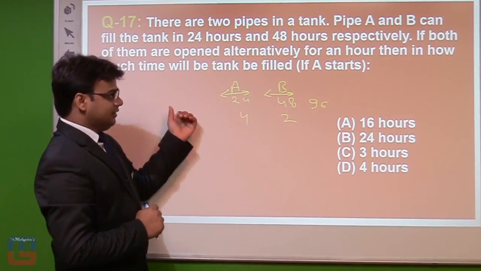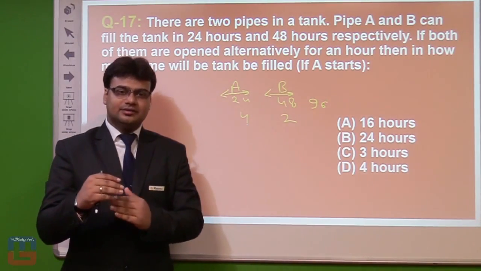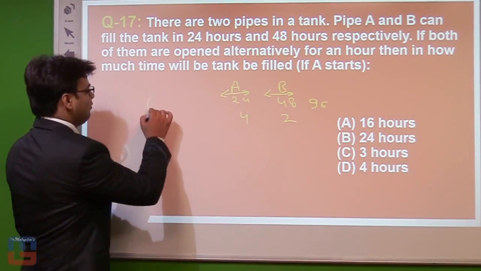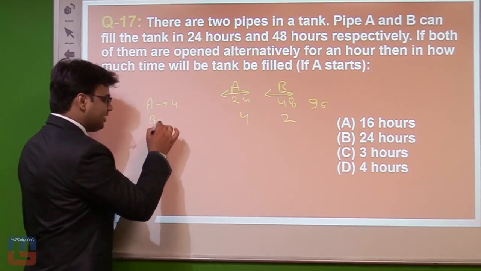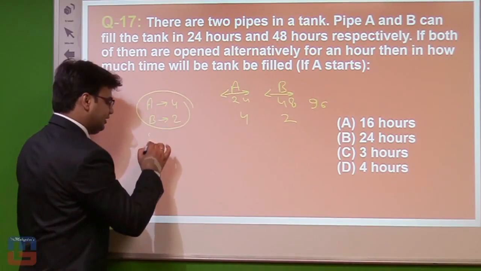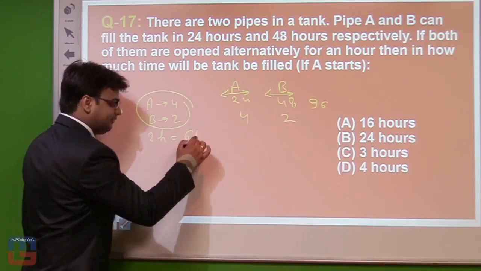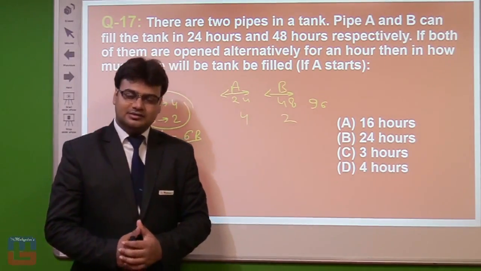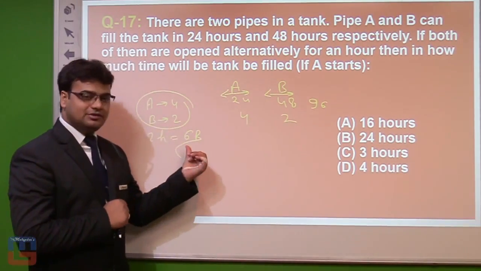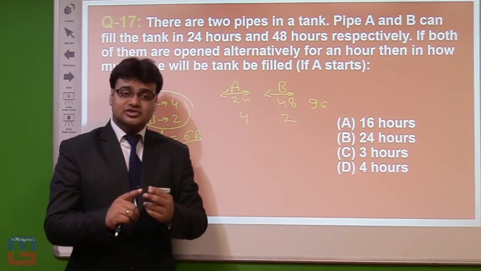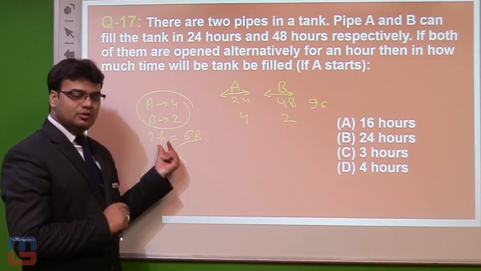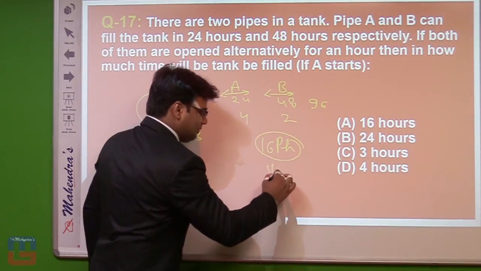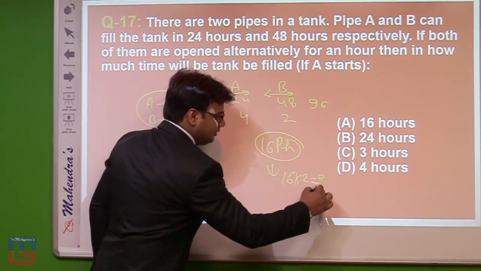The question is: if they open in alternate hours, then how much time will it take to fill? If A starts, first A can fill how much part? 4 parts. B can fill 2 parts. In 2 hours, how much is filled? That means 6 parts are filled in 2 hours. Here the total capacity of the tank is 96. 96 divided by 6, then we get 16. That is 16 pairs, and each pair is 2 hours. That means total time is 16 into 2, that means 32 hours.